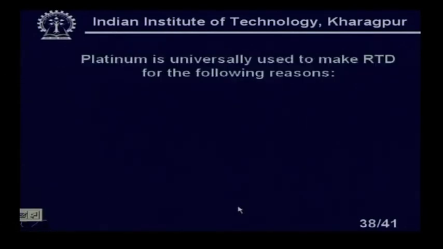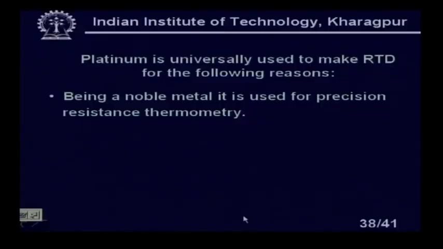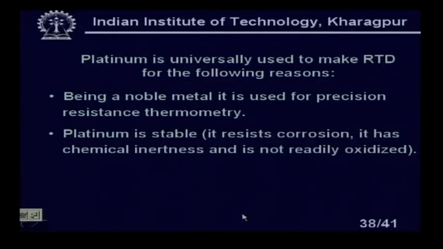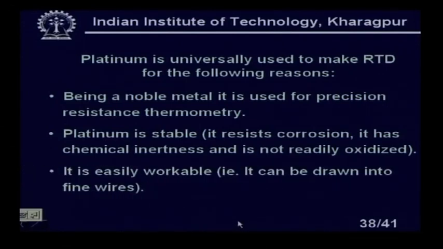Now, platinum, as you know, is universally used to make RTDs for the following reasons. There are some advantages of platinum, which is now the de facto standard. Being a noble metal, it is used for precision resistance thermometry. Platinum is stable, which is another important thing. It resists corrosion, it has chemical inertness, and it is not readily oxidized. It is easily workable, and it can be drawn into fine wires, because to make the RTD I have to draw it into wires. So, this is another advantage of platinum.